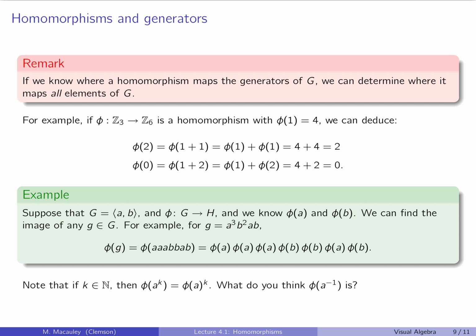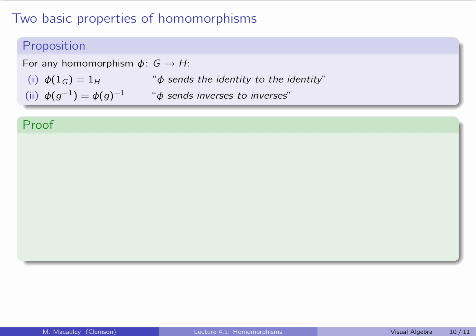Now, a quick caveat. Up here, I assumed that all of the exponents were positive. And indeed, if k is a positive integer, then phi of a to the k equals phi of a to the k. But what if the exponent is negative? What do you think phi of a inverse is? Here's a proposition, and it contains two basic facts about homomorphisms that will become second nature to us.